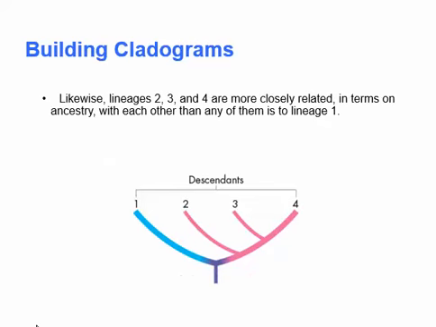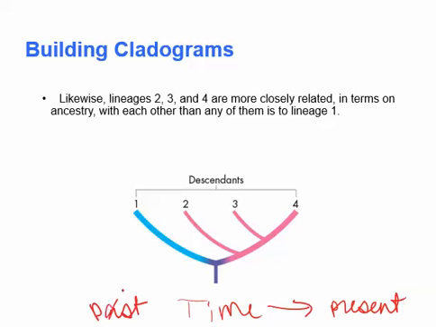So if you look at these two, the way you can tell who is more closely related to who, don't just say which one is closer on the cladogram. What you have to look at is where the common ancestor is. Remember, time goes this way. So this is present, and then this is past, right? If the common ancestor, there's one common ancestor here, another common ancestor here.